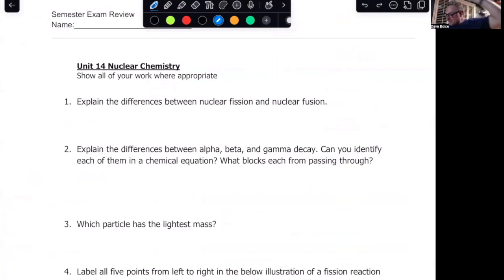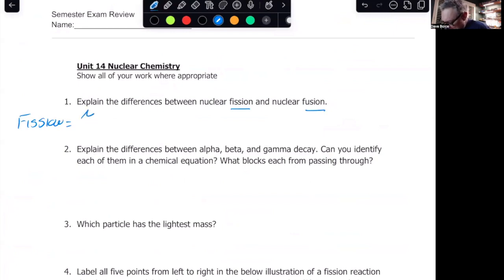So nuclear, this is the most recent. We just finished this one. So hopefully this is still kind of in your head. Well, let's just finish this out. So explain the difference between fission and fusion. So fission. So fission, a nucleus splits and that releases neutrons, causing a chain reaction.